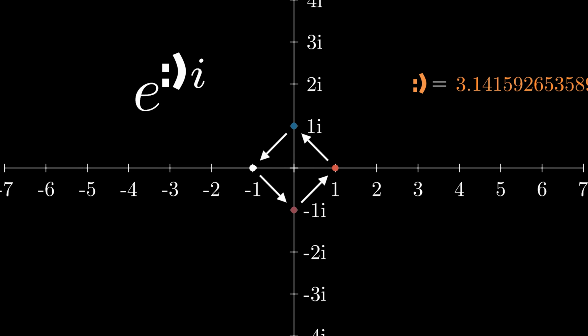Now, this equation is wonderful when it comes to explaining how imaginary numbers impact rotations. I'll use this dot right here to represent what this equation is equal to, and also slowly increase the value of the smiley face. Now, take a look at what happens. We get a perfect circle rotation. That's why imaginary numbers are so important.